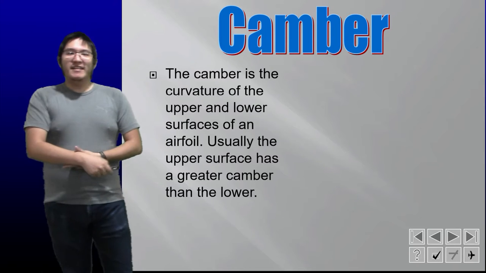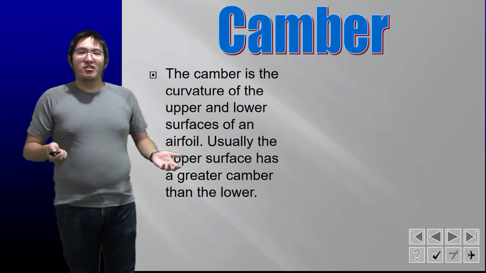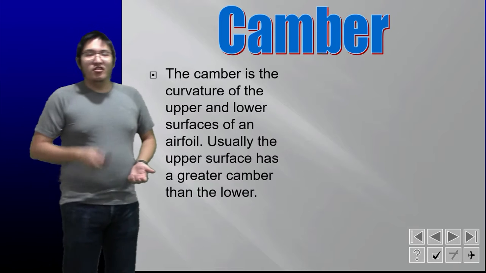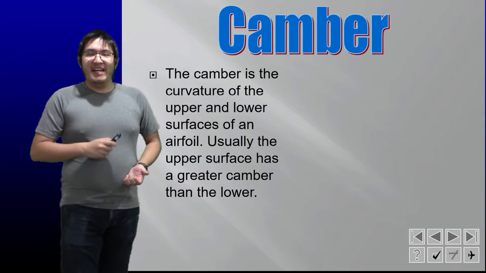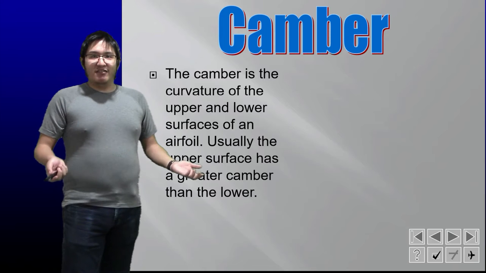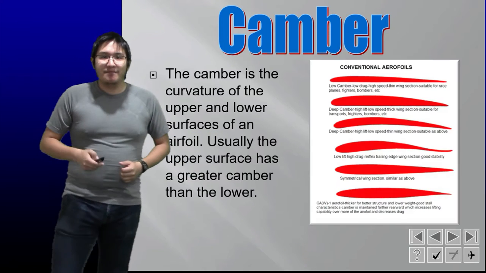So, camber. Camber is what we call the curvature of the upper and lower surfaces of the airfoil. So usually the upper surface has greater camber than the lower. This creates the pressure difference that allows us to generate lift.